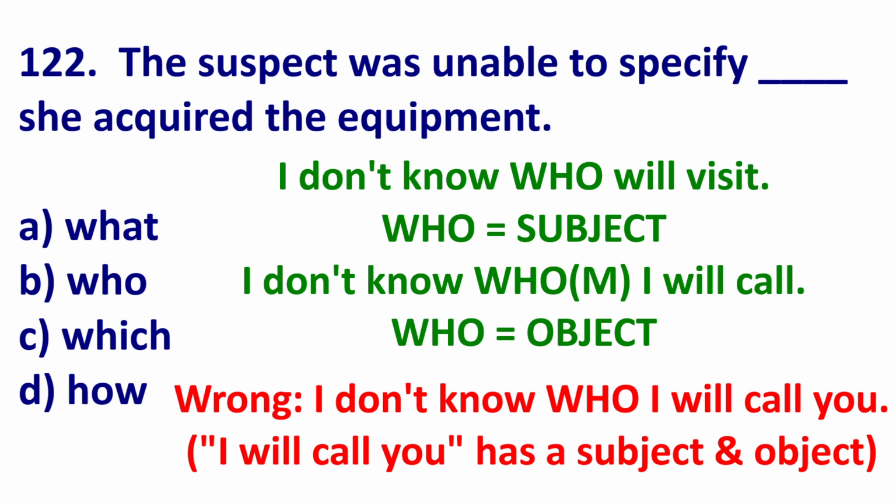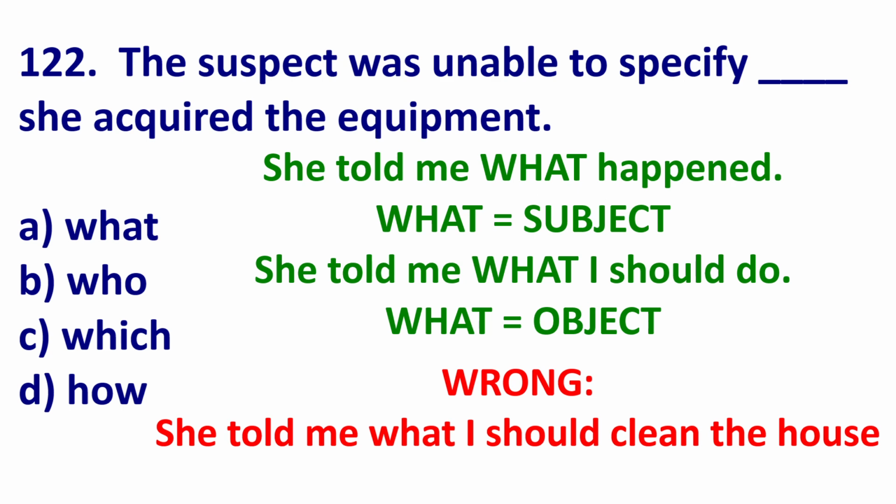It is wrong to say, I don't know who I will call you, because I is your subject already, and you is the object. The same is true for what. She told me what happened. Correct. What is the subject? She told me what I should do. I should do what? What is the object? Wrong. She told me what I should clean the house. This is incorrect because we already have a subject, I, and an object, the house.